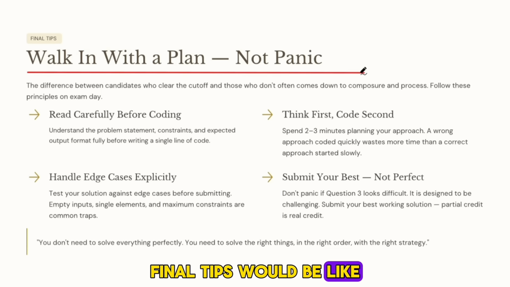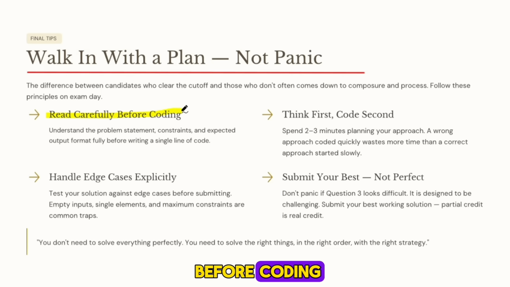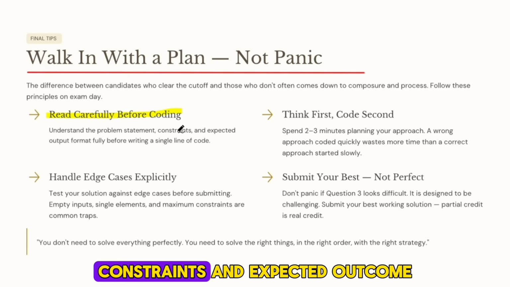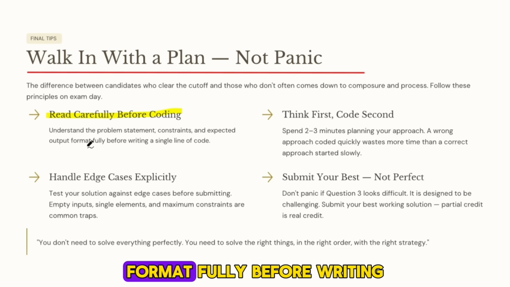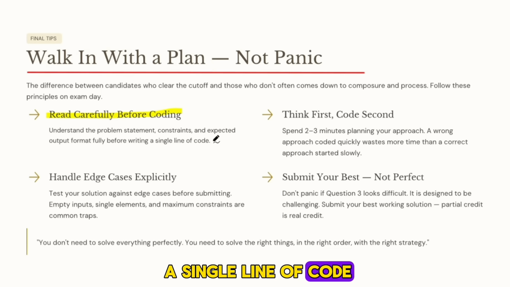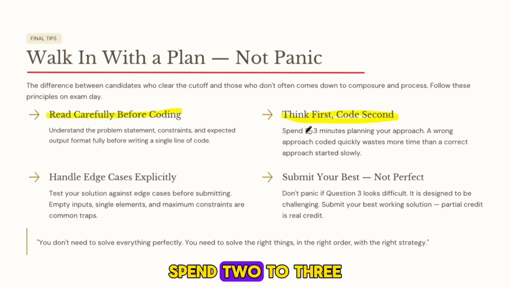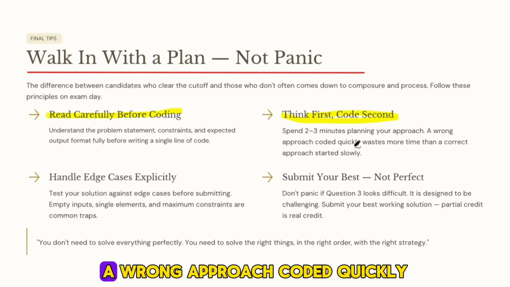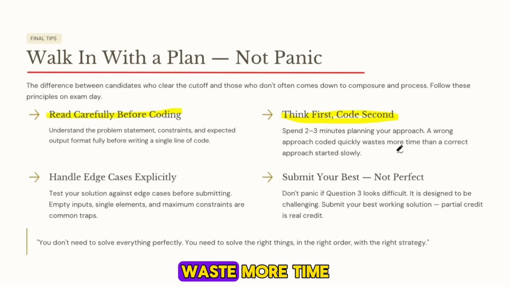Final tips would be like: read the problem carefully before coding. Understand the problem statement, constraints and expected outcome. Think fully before writing a single line of code. Think first and then code next. Spend 2 to 3 minutes planning your approach. A wrong approach coded quickly wastes more time than a correct approach started slowly.